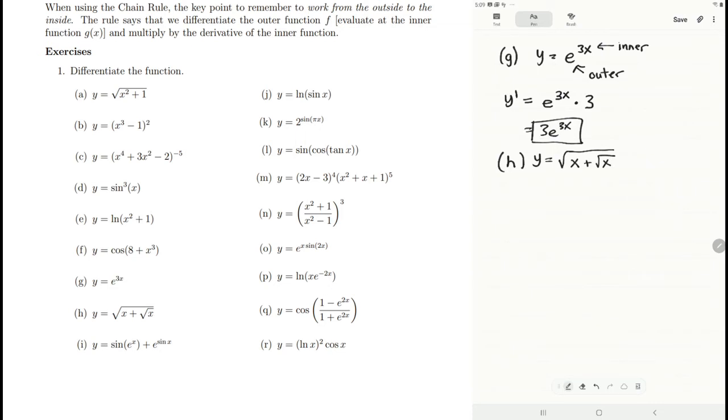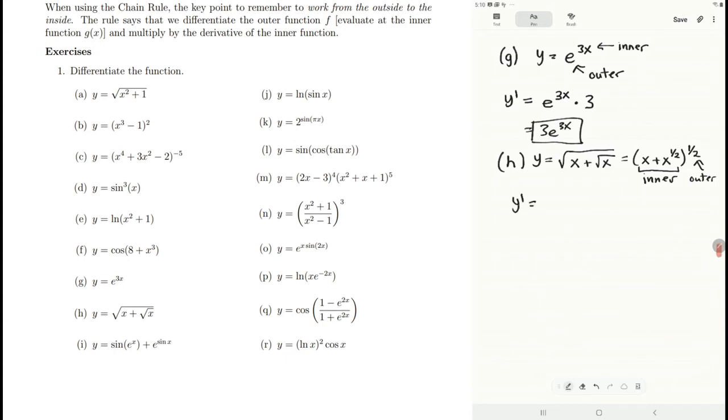So now in the next example, we have the square root of x plus root x. So let's first rewrite these as exponents. So this is x plus x to the 1/2, and this is all raised to the power of 1/2. So now let's identify the inner and outer functions. The inner function is x plus x to the 1/2. The outer function is the exponent of 1/2.